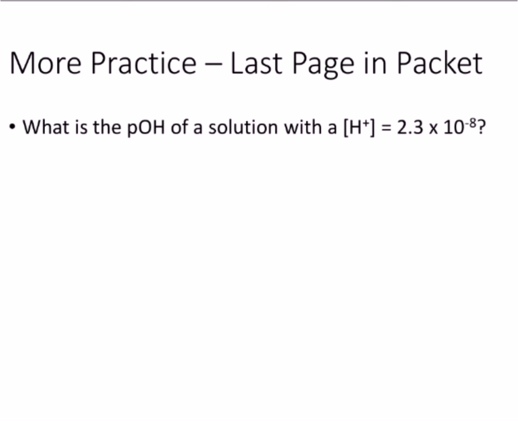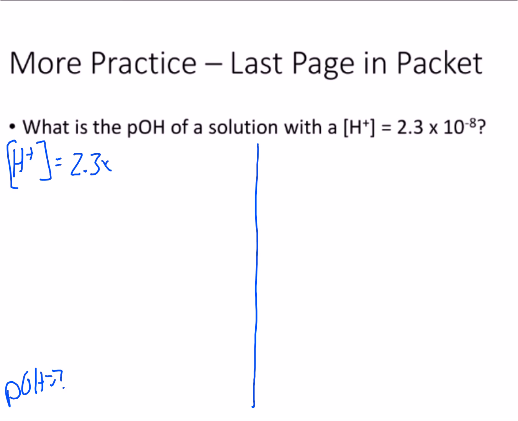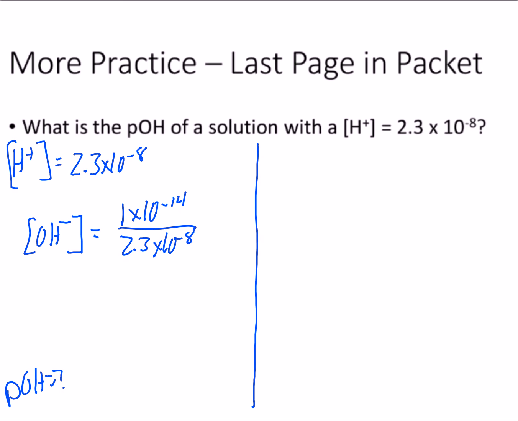All right, I want you guys to try this practice problem on your own. This is in the last page of your packet. pOH is what we're looking for. I'm starting here with my hydrogen ion concentration. So on the left I'm going to do the long way. I'm going to use Kw. I've got my hydrogen ion as 2.3 times 10 to the minus 8. First thing I need to do is get to my hydroxide ion concentration so that then I can plug it into my pOH formula. Okay? So that's going to be 1 times 10 to the minus 14 over 2.3 times 10 to the minus 8. That's going to give me my hydroxide concentration.